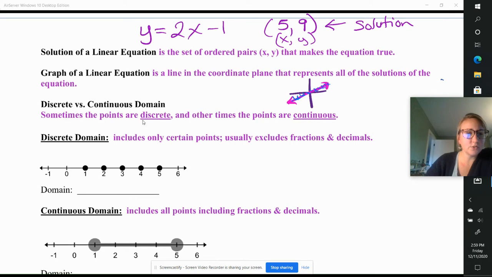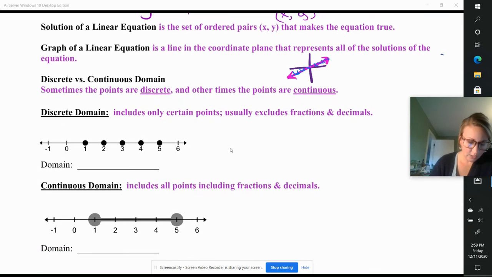Okay, and lastly we have discrete versus a continuous domain. So sometimes the points can be discrete, and other times the points are continuous. Let's start with a discrete domain. A discrete domain includes only certain points, and it usually does not include fractions or decimals. Okay, so we're looking for whole numbers. So in this number line, the domain are those specific values. There's just 1, 2, 3, 4, and 5. And that's it.